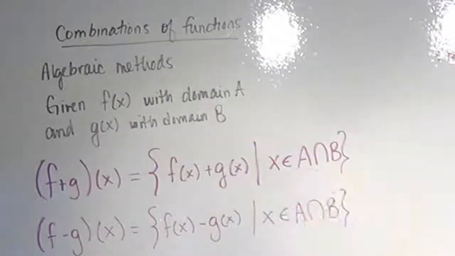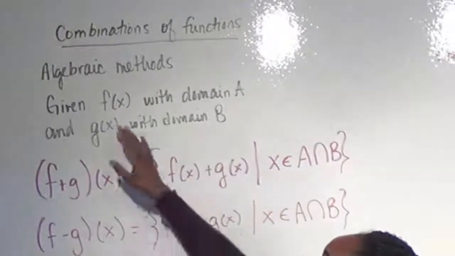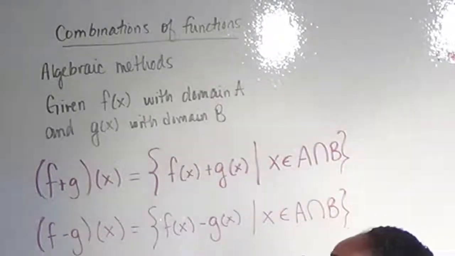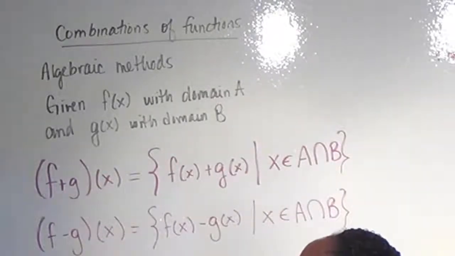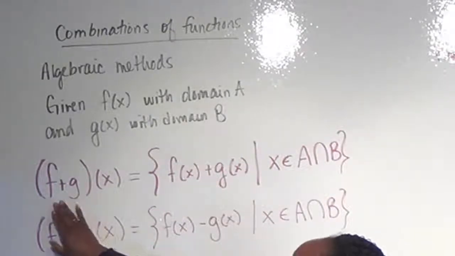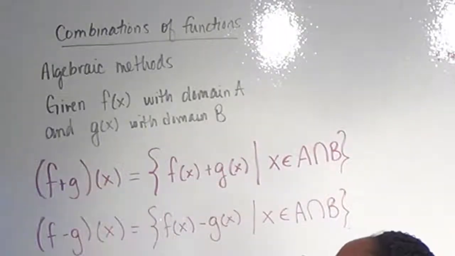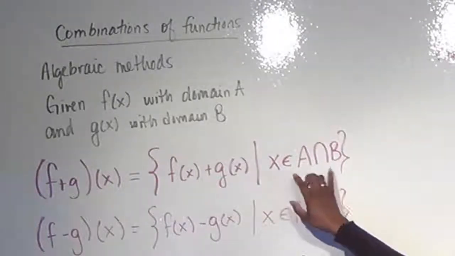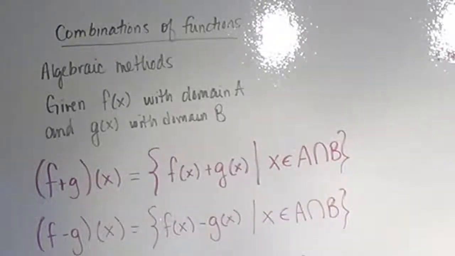So for our algebraic methods, we're going to let f and g be defined with corresponding domains A and B. And one of the things you're going to be asked to do, in addition to finding the combination, is also find the domain for the new function. So we're going to define our functions this way. The function f plus g of x is the set of all f of x plus g of x where x is in the intersection of A and B.